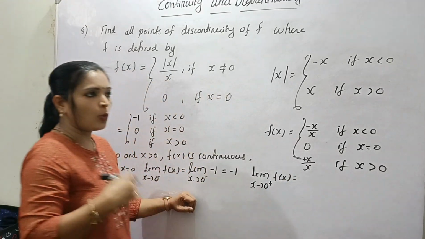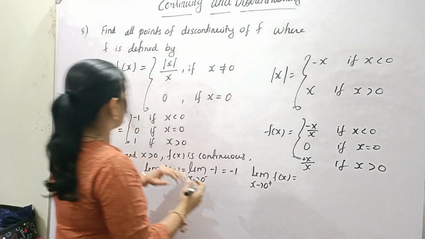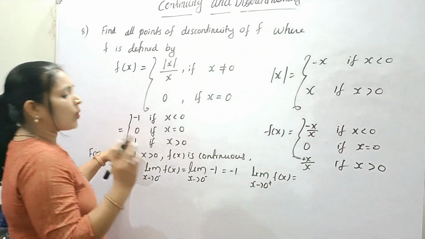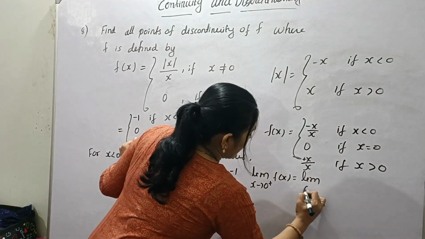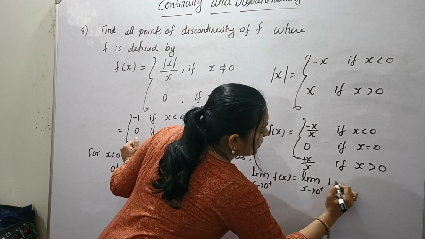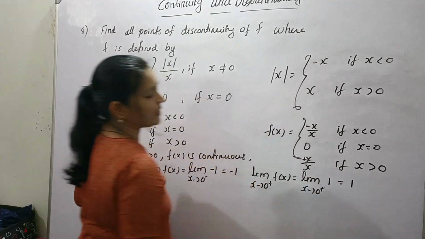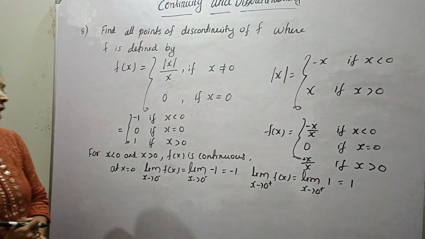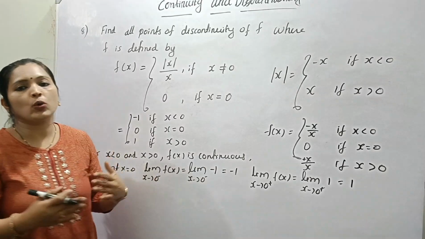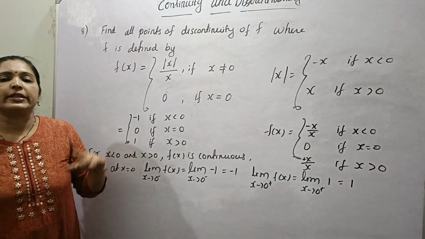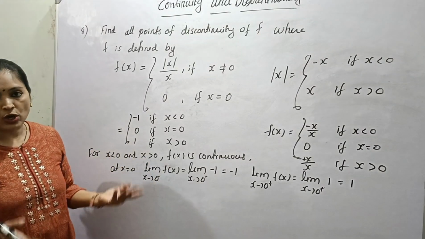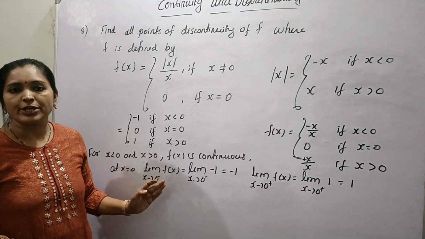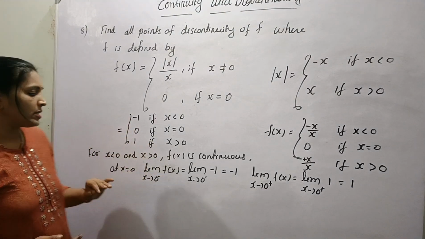That is equal to 0 plus, means greater than 0. When x is greater than 0, the function is 1. So limit x tends to 0 plus of 1 is equal to 1 itself. See, here we have got left hand limit not equal to right hand limit. Therefore, the limit does not exist. The function is not continuous at x is equal to 0.